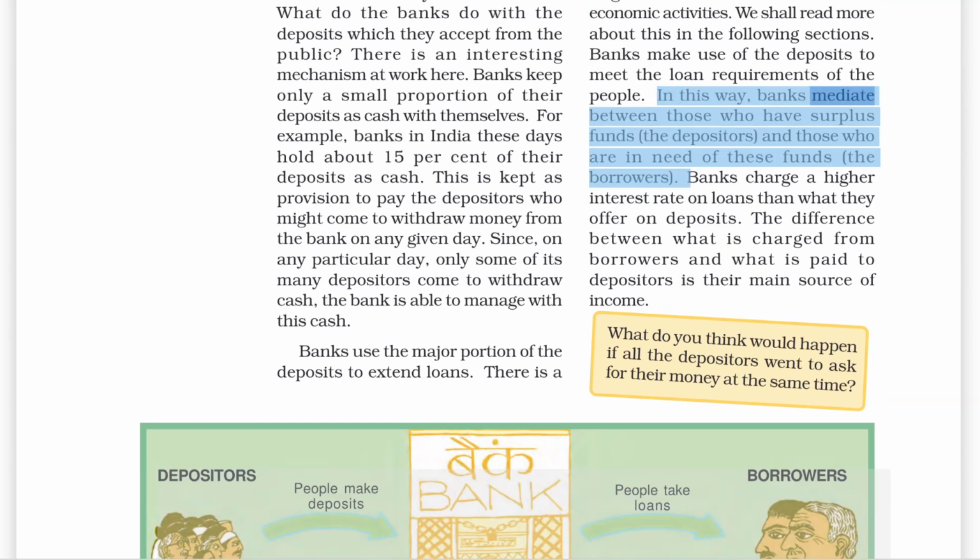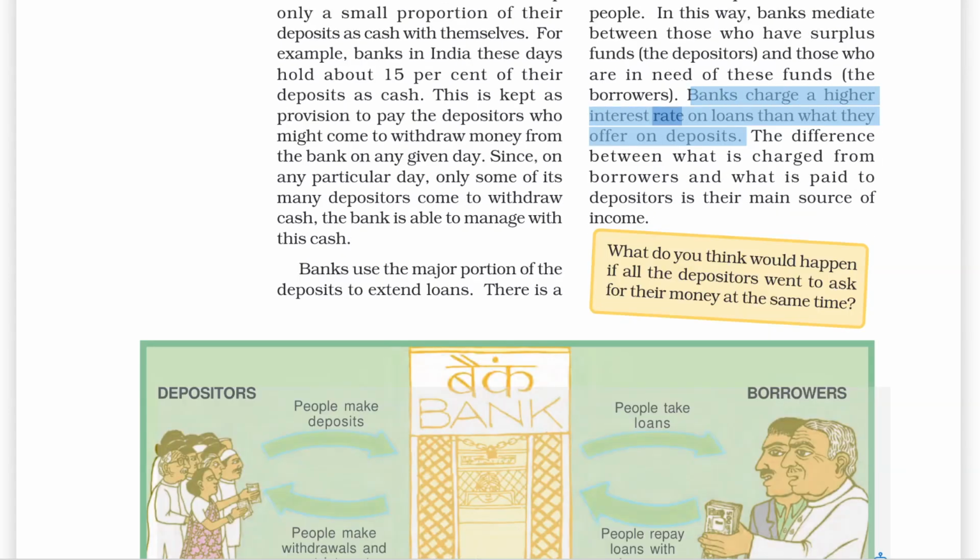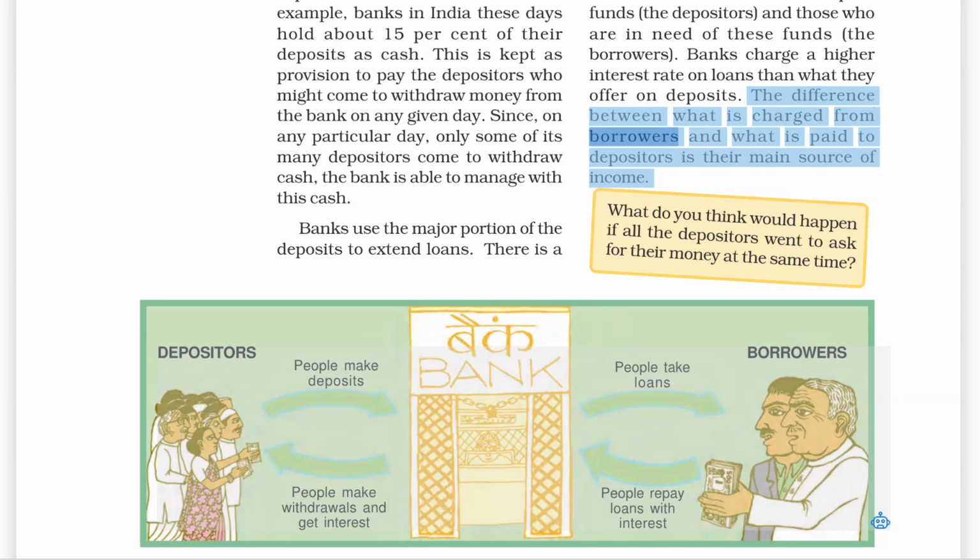In this way, banks mediate between those who have surplus funds, the depositors, and those who are in need of these funds, the borrowers. Banks charge a higher interest rate on loans than what they offer on deposits. The difference between what is charged from borrowers and what is paid to depositors is their main source of income.